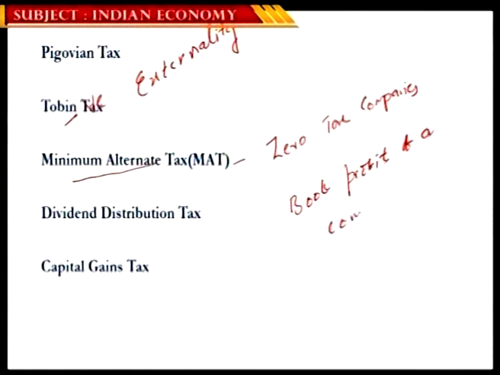So what do you mean by this? Most of you might be having this confusion. What do you mean by zero tax companies? When the company is a zero tax company, then why would the government levy a tax, or what do you mean by book profits?